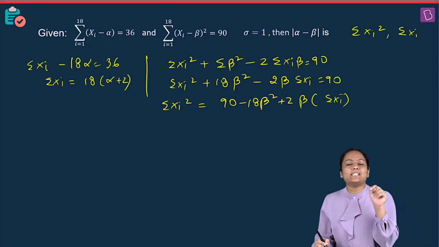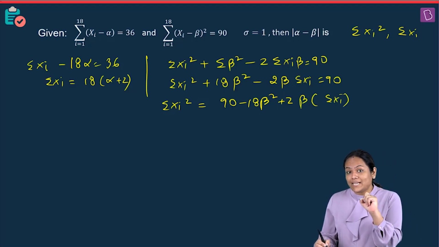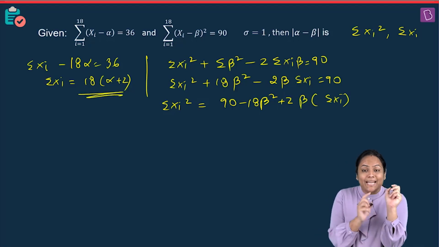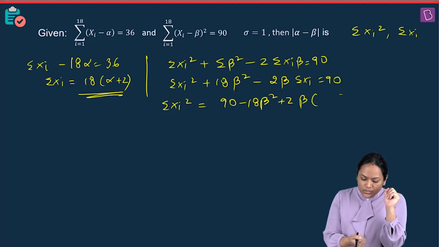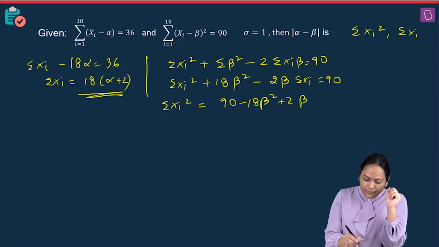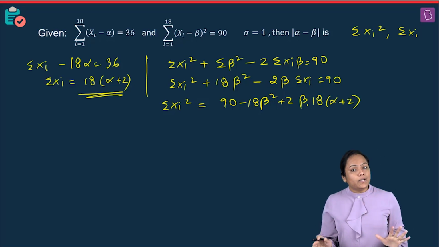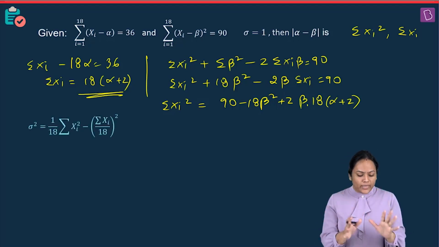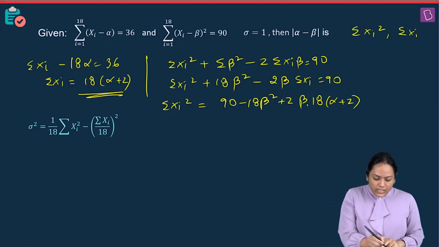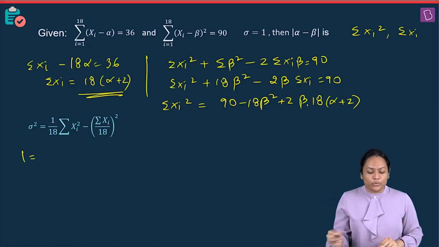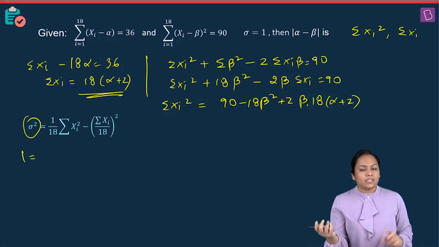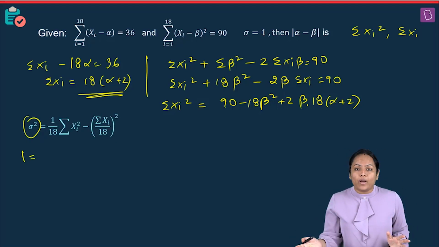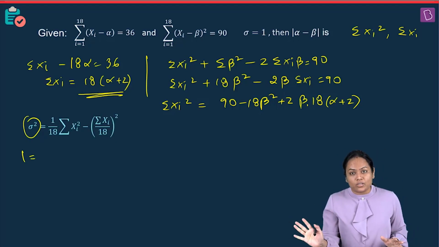And what can I substitute in place of summation of xi? We have just found out it's 18 times of (alpha plus 2). So here this can be written as multiplied by 18 times of (alpha plus 2). Clear? Now I'm going to use the formula for standard deviation. So when I substitute the values here, it's going to give me 1 is equal to, my sigma square is variance, so that value again is 1. It's a square of standard deviation, right?